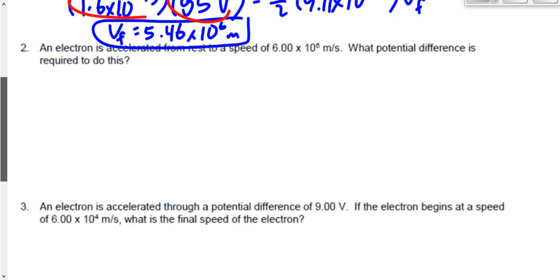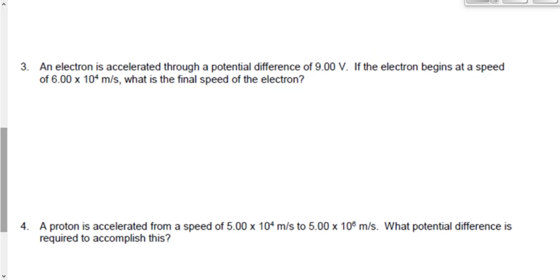Okay, let's take a look at number 3 next. 3 says: An electron is accelerated through a potential difference of 9 volts. Once again, this electron is doing what? Speeding up or slowing down, Quinn? It's speeding up, accelerating, good. So if it's speeding up, that's like a car doing what? Going down a hill, good.